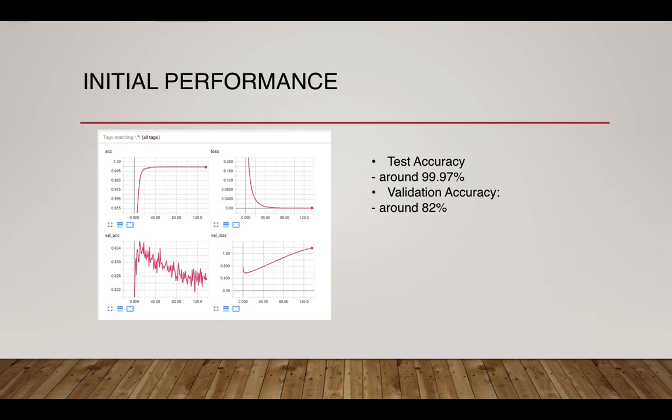So the initial validation accuracy using the baseline model that I showed you in the previous slide was around 82%, and the TensorBoard result is shown here. Here we can see the training accuracy is around 99%, and here you can see the validation accuracy. The two graphs on the right are cross-entropy errors, marked as losses. I'm not going to go into too much detail. I just want to focus on the validation accuracy and the training accuracy here.